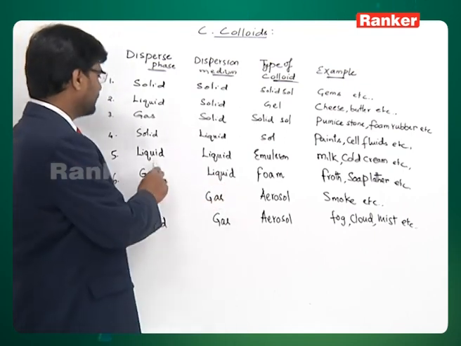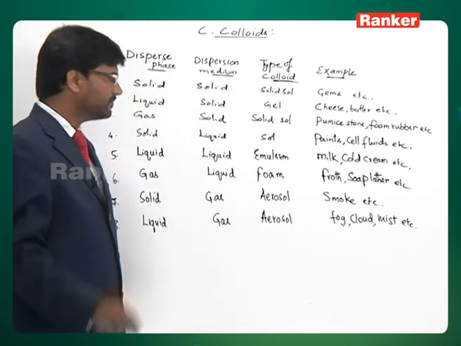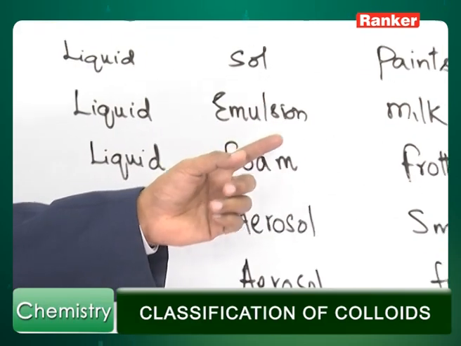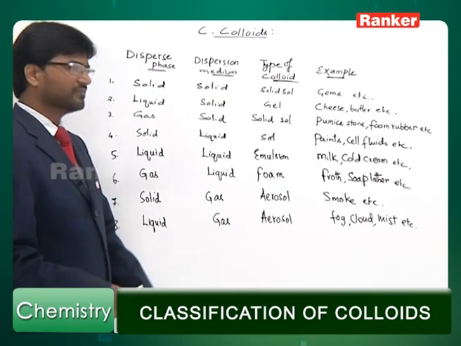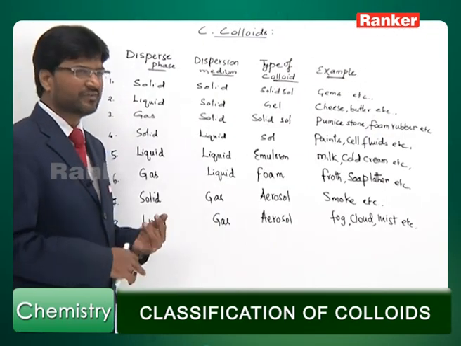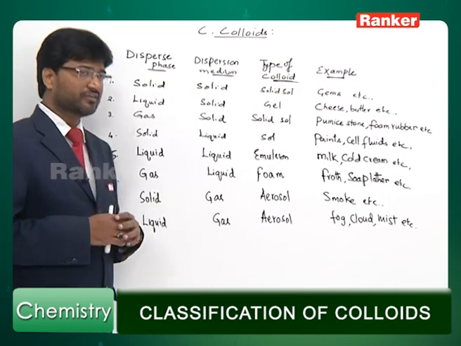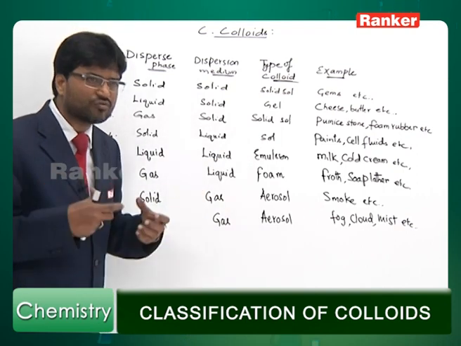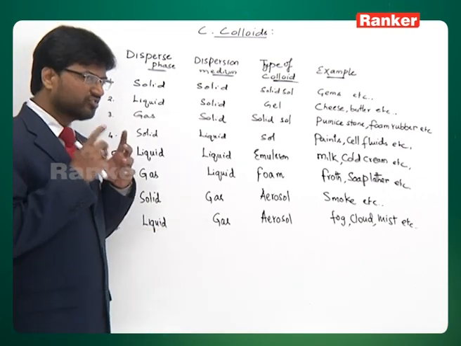Then you have liquid in liquid. This is a colloidal solution where both disperse phase and dispersion medium are liquids. Such a colloidal solution is called an emulsion. Milk is an emulsion. Cold creams are also taken as examples. Even grease, vanishing cream is also an emulsion. So, it is a case of liquid in liquid colloidal solution. Remember, this type of colloidal solution can be obtained by mixing two immiscible liquids. Two immiscible liquids on mixing give an emulsion if you shake it thoroughly.